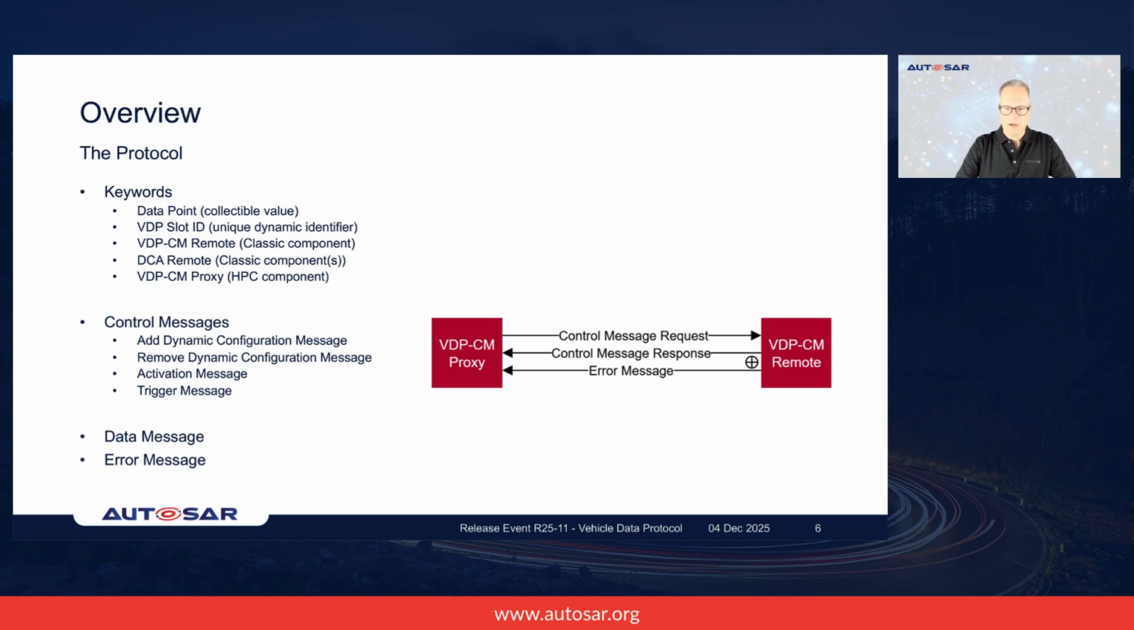Then we have some different kinds of messages that are exchanged between the VDP CM proxy and the VDP CM remote. Control messages are used to configure the VDP CM remotes. We have the control message add dynamic configuration to add a configuration and remove dynamic configuration to remove it. Then we have the activation message to activate the sampling and a trigger message to trigger a single sampling. Additional types of messages are the data message and the error message.